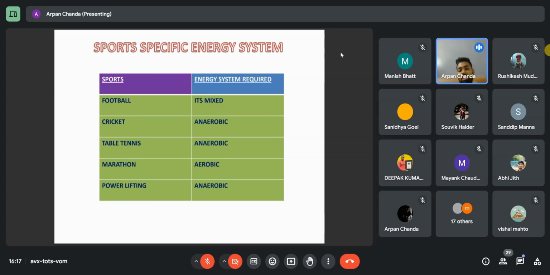Cricket is full of anaerobic movements, where any movement that is lasting from 0 to 30 seconds is anaerobic. Then table tennis is also anaerobic, but more anaerobic alactic, where the lactic acid is not formed, and short bursts of movement are required. Now, marathon is aerobic, it is fully oxidative, and powerlifting is also anaerobic, where the ATP-PC system is used. So it depends on the sport, the movement and the intensity.